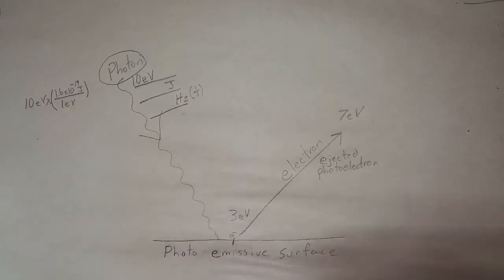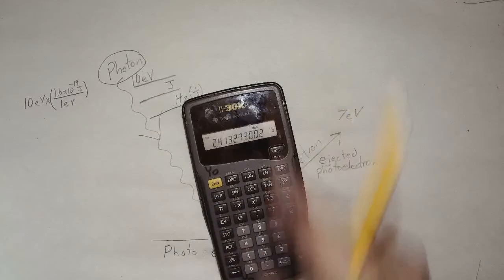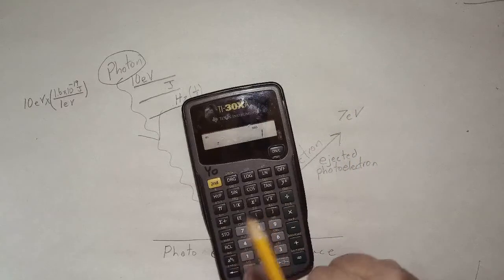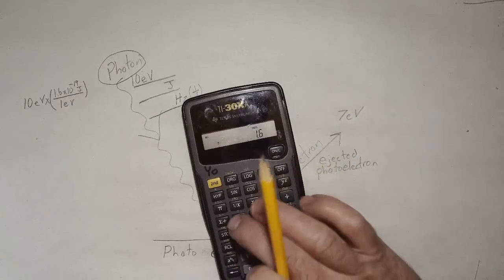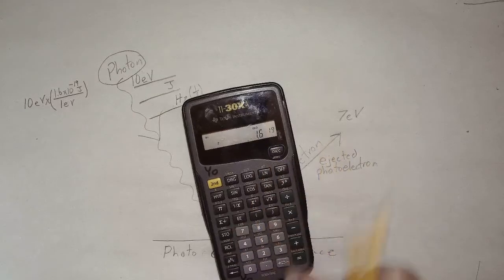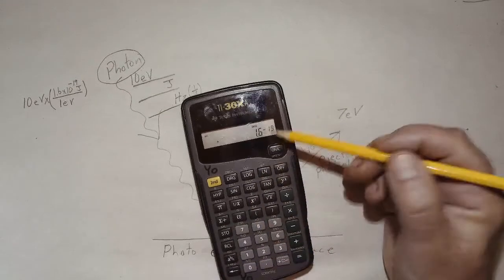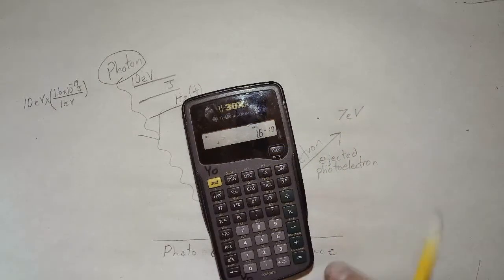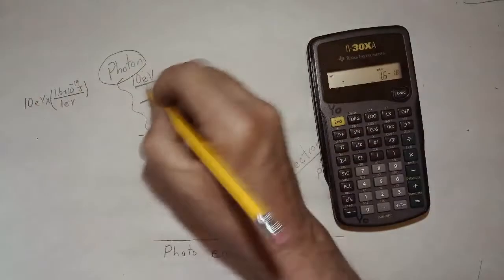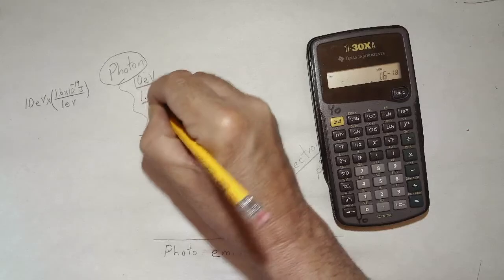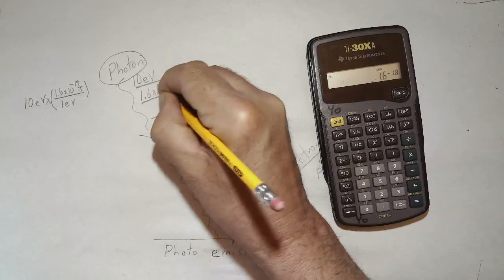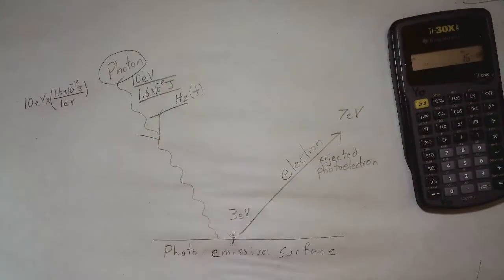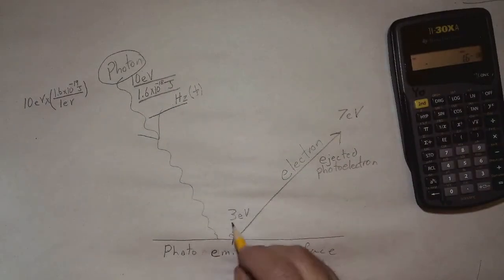So if you take your calculator, 10 times 1.6 EE 19, don't forget to make it negative 19. If it comes out to be a large number, you know you forgot that one. That equals, not surprisingly, 1.6 times 10 to the minus 18th joules. So, very simple to calculate that.